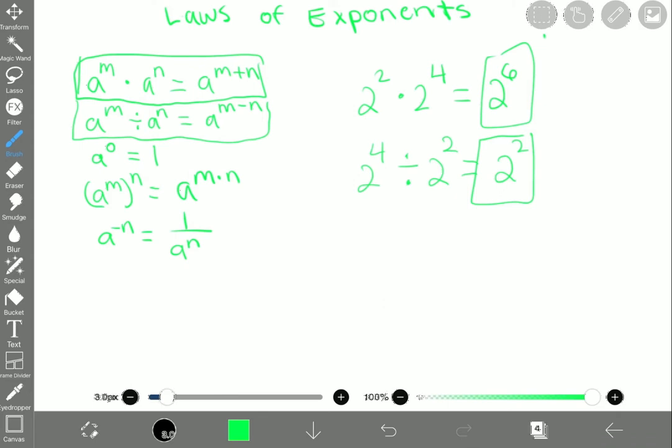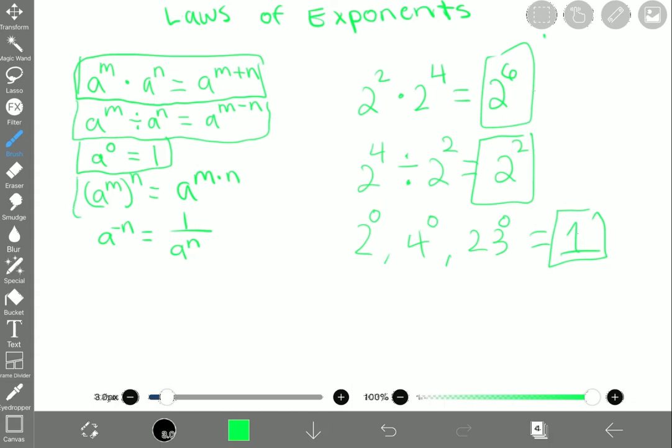Our third law, this is universal no matter what the base number is. If it's 2, if it's 4, if it's 23, if the exponent is 0, it's always going to equal 1. So this is good to know when we're solving.